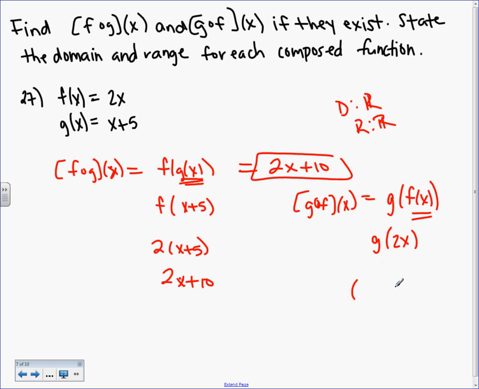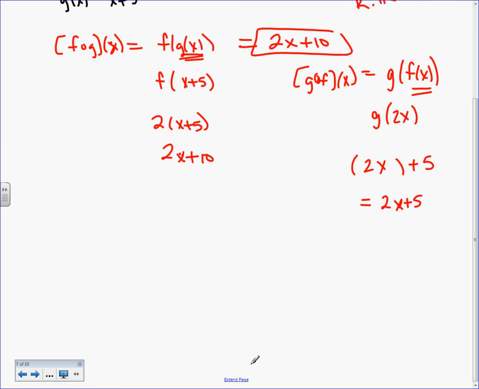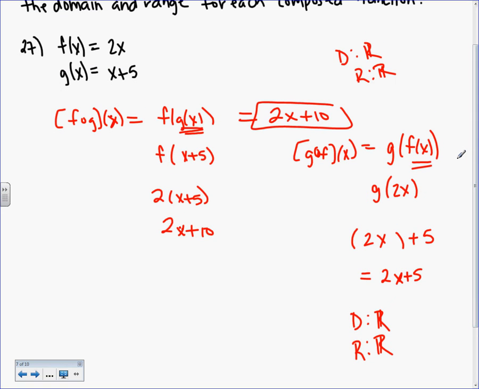In my g function, what is x supposed to be now? The g function is x plus 5. What am I replacing all the x's with? 2x. So it's just 2x plus 5. Domain? All real. Range? All real. If you followed that, you're algebraic, you're linear. That made sense to you. Great. If you didn't, you're probably more geometric.